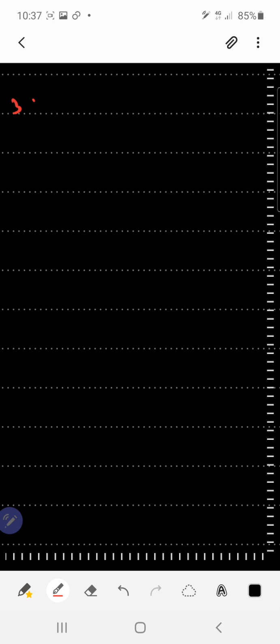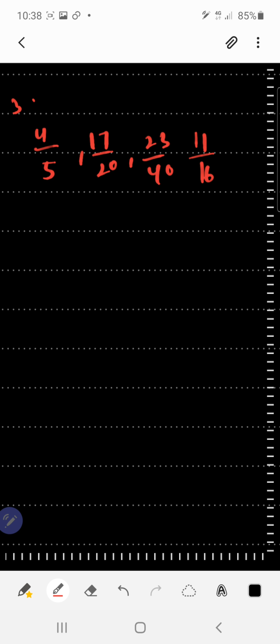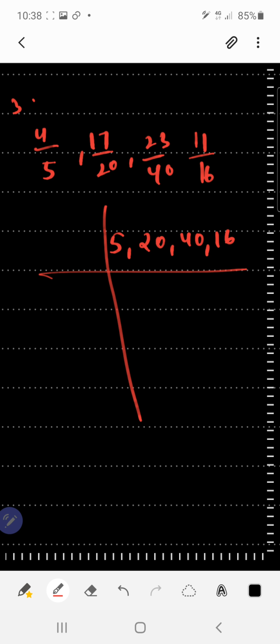Question number 3, which says 4 upon 5, 17 upon 20, 23 upon 40, 11 upon 16. So you have 4 denominators, that is 5, 20, 40, 16. My dear kids, you have to first find the LCM. If I go for the table of 5, I'll get 1, 5 4s are, 5 8s are and 16 I'll take it down. Next, I'll go for table of 4 and it will be something like this.